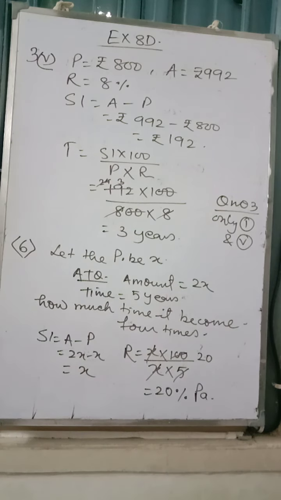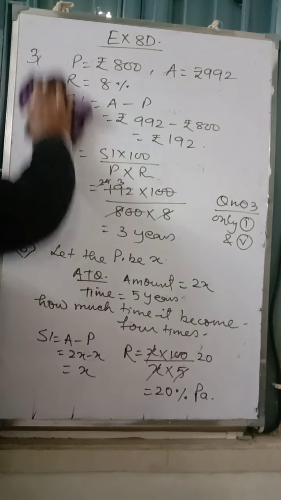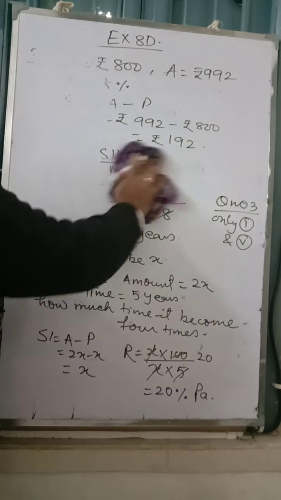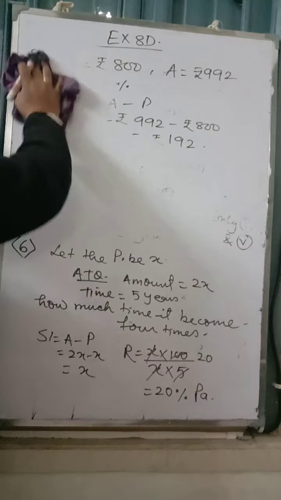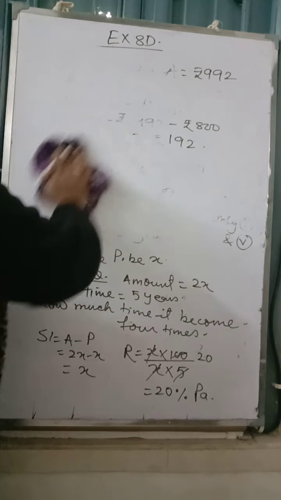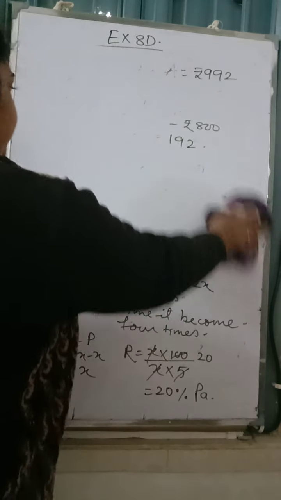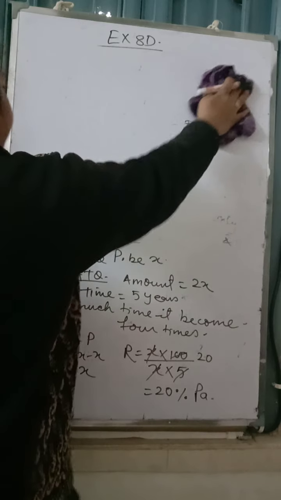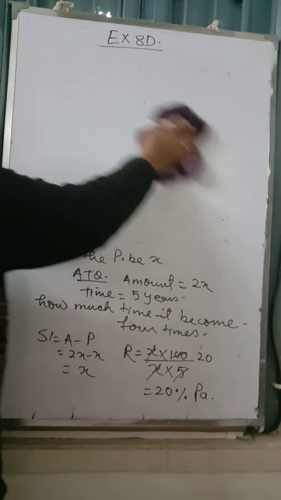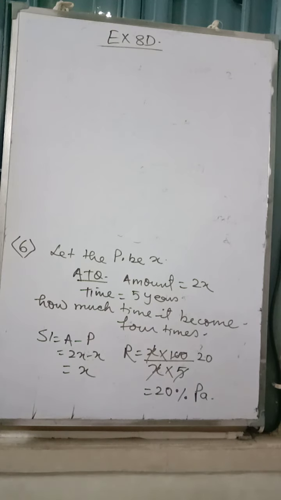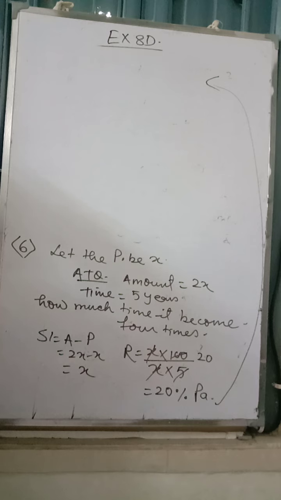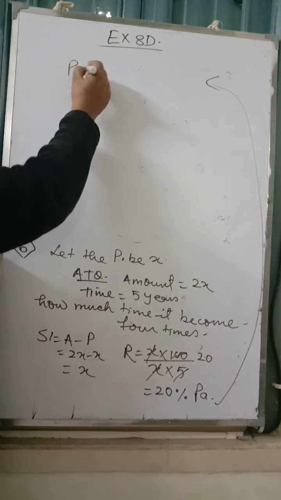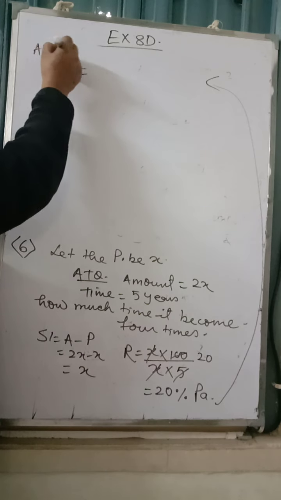Now with this rate, the money has to become 4 times. So what time will it take, with the same rate and same principal invested? After how many years will it become 4 times? 5 years it is becoming double. So how many years will it take to become 4 times? You might take 5 and 5, 10 years. No, that is wrong. Now you take the principal according to the question again.